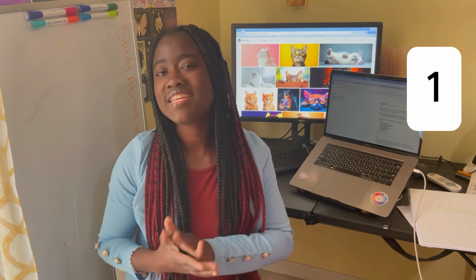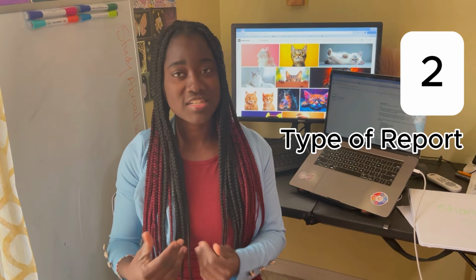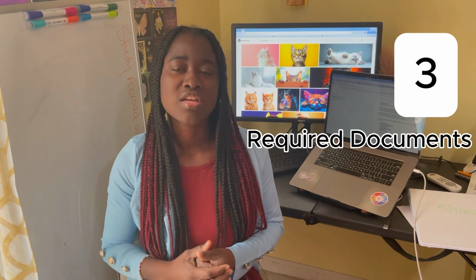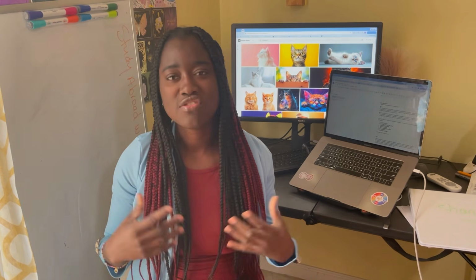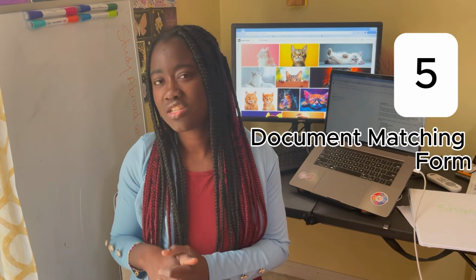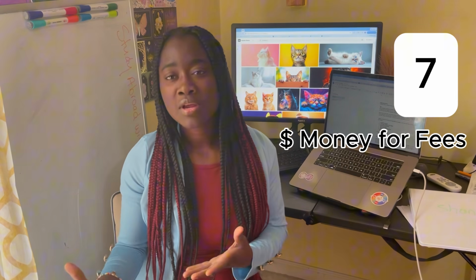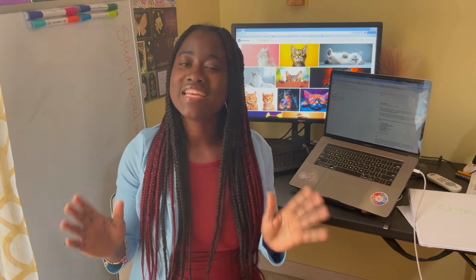Number one, you will need an ECE account. Number two, you will need to know the type of report that you need. Number three, you will need required documents. Number four, you will need to be able to send your transcript to ECE. If you're sending that transcript physically, you will need number five, a document matching form. Number six, you will need your exam results to send those to ECE as well. Number seven, you will need some money for the fees when paying for the ECE application. So let's break each of these down.